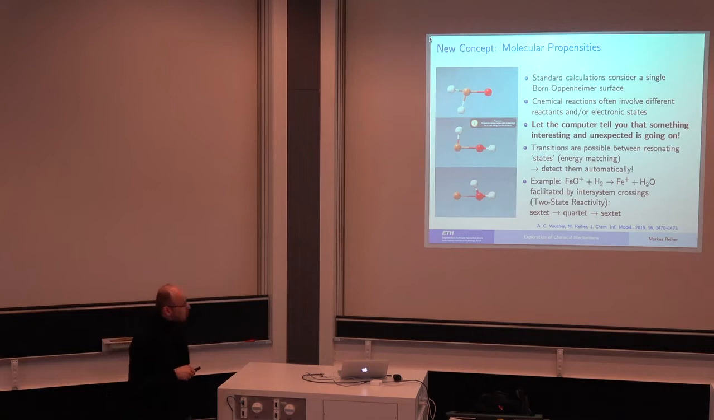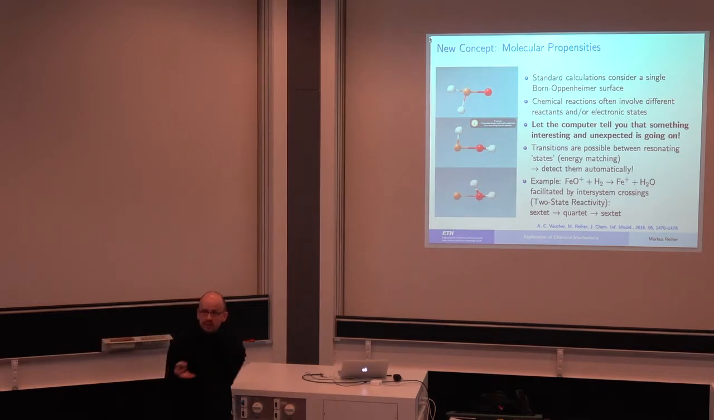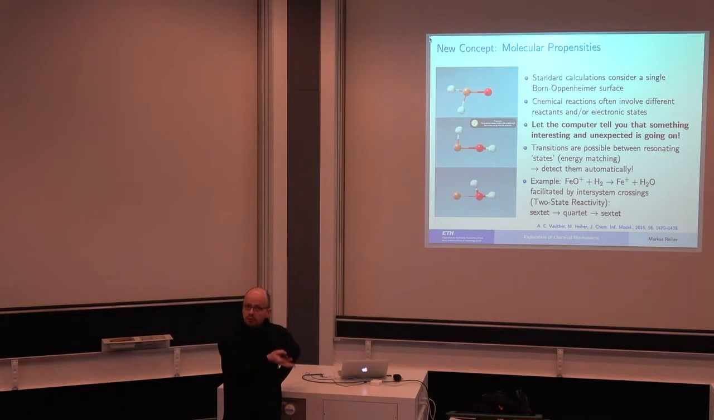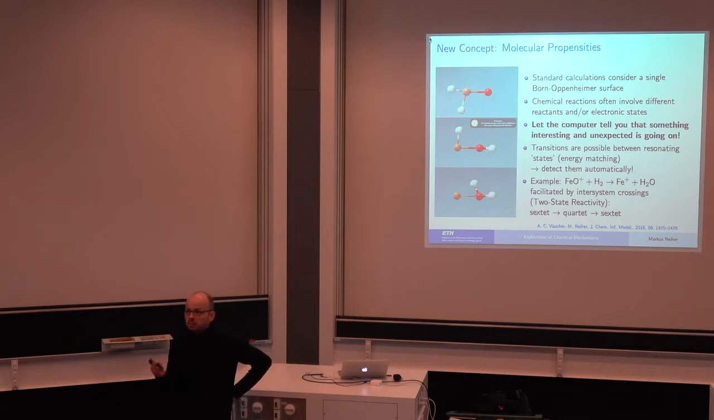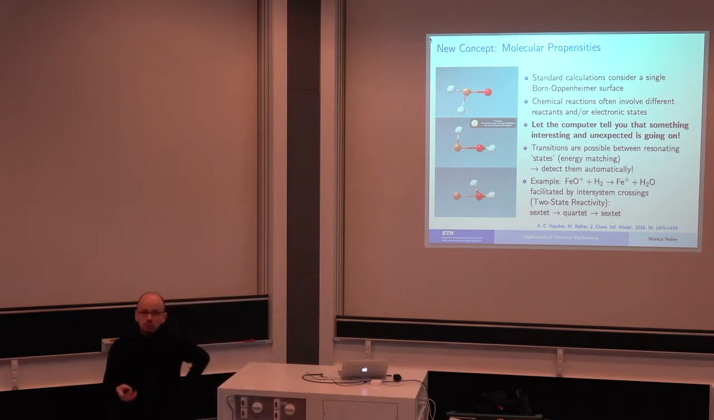So what we're actually doing is we run various calculations in parallel in the background for other spin states, other charges, or protonated species to figure out whether these processes can be competitive, so that you understand that there could be some interesting chemistry going on which is worth exploring. And we call this general concept molecular propensity, and there's one example here.